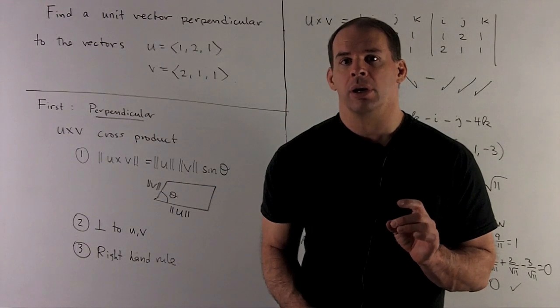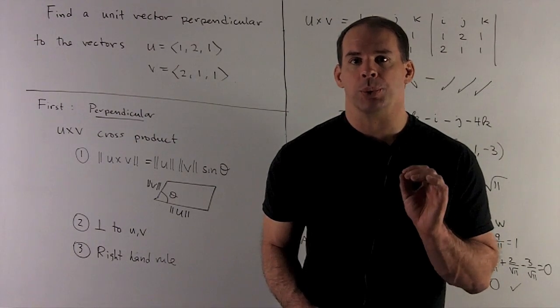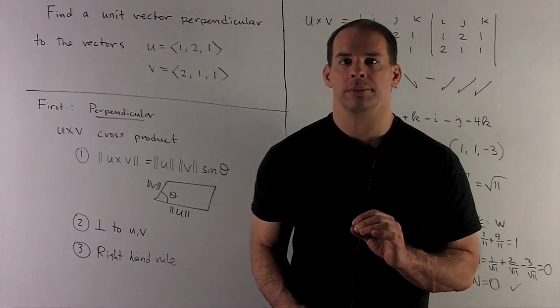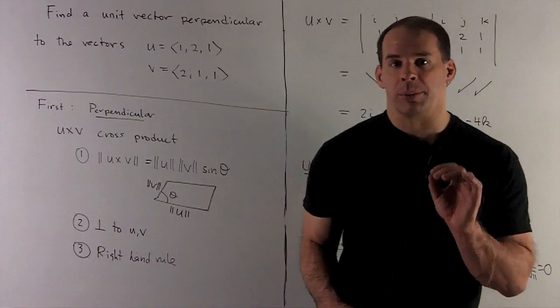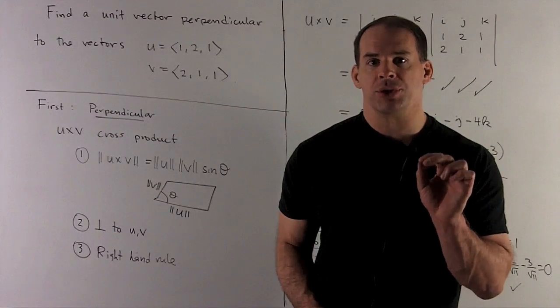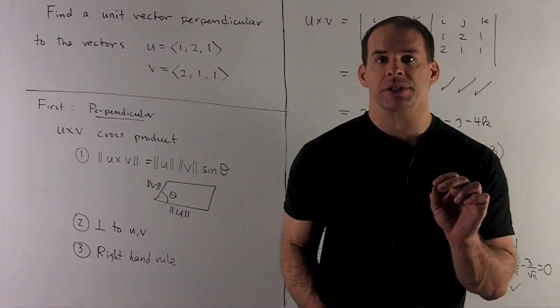Find a unit vector perpendicular to u equal to 1, 2, 1 and v equal to 2, 1, 1. Our candidate for a perpendicular vector is going to be the cross product. So let's take a look at our two definitions of the cross product.